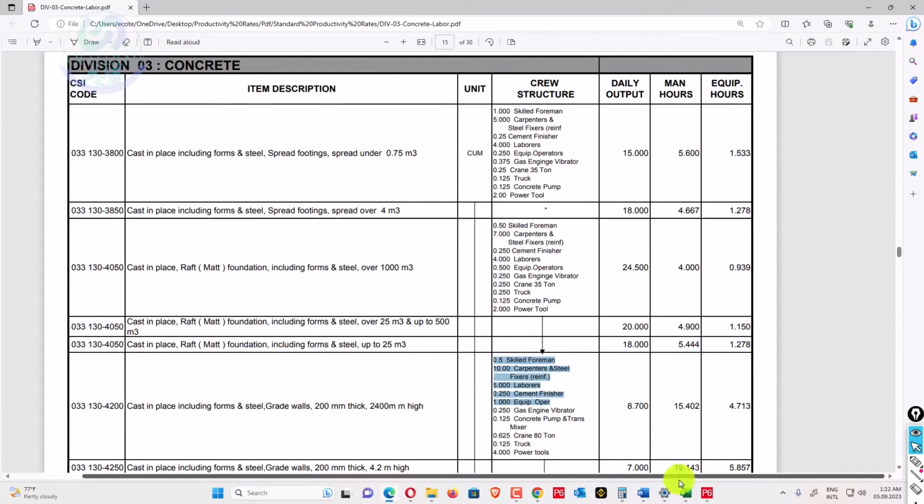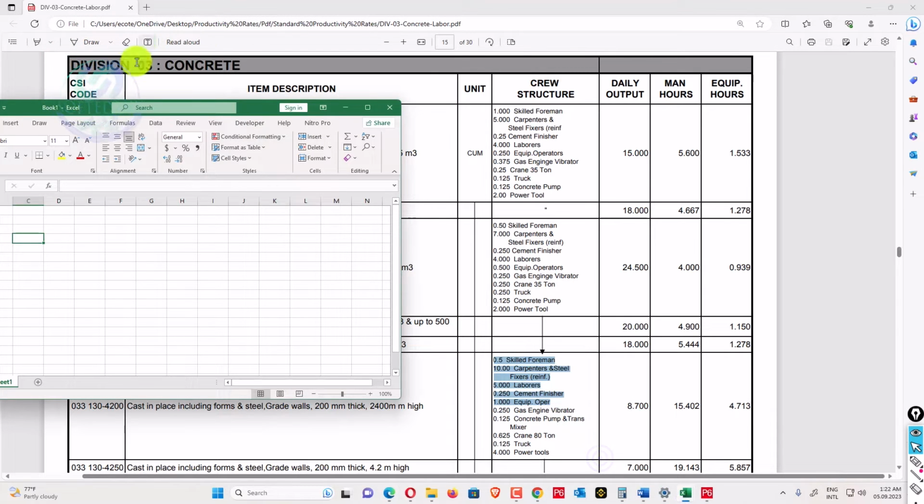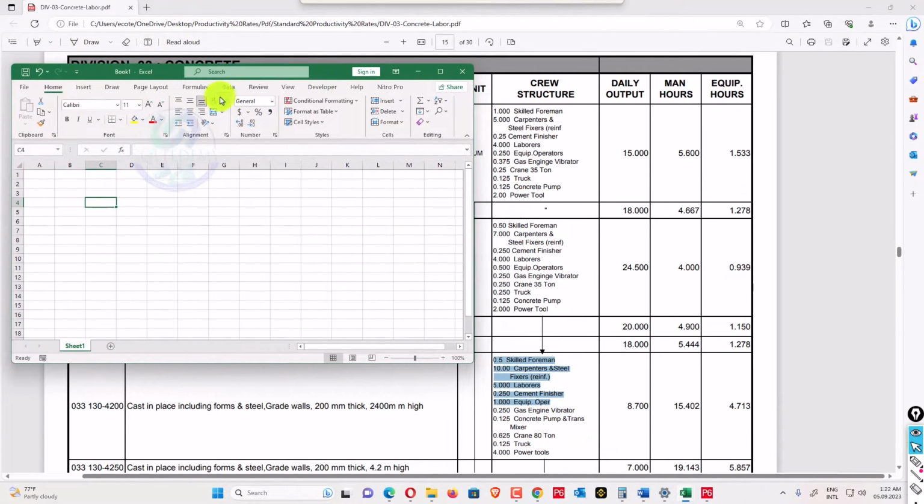So here I will go to my Excel sheet, and in that sheet I will write in sequence: skilled foreman is 0.5, carpenter is 10, laborer is 5, cement finisher is 0.250, and 1 equipment operator. So I have written in the sequence as written in the crew structure. After the crew structure, we have given a daily output. Daily output means 8.7 cubic meter of concrete has been done in 1 day.